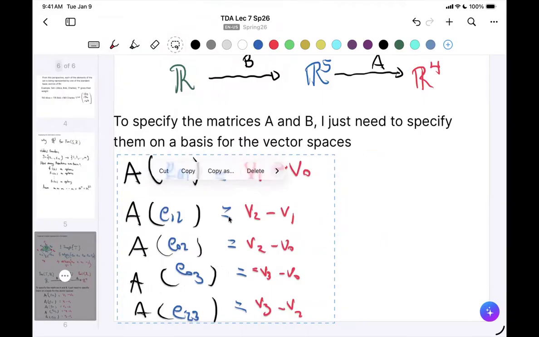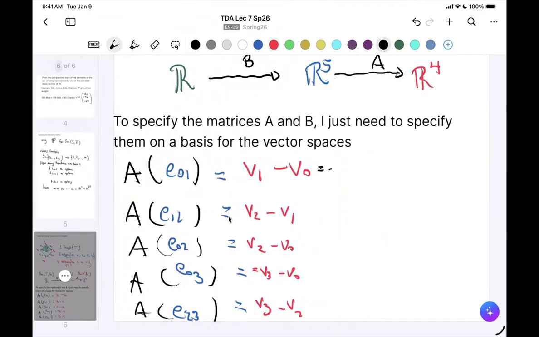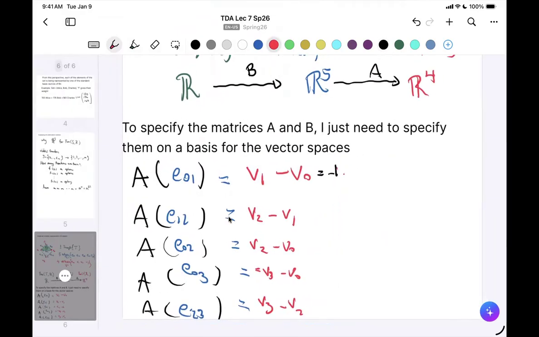Is that okay, making sense so far? Let's think about this a bit more clearly. You can think of this as being -1. Okay, let me put it like this: V0, V1, V2, V3. Give me a second.